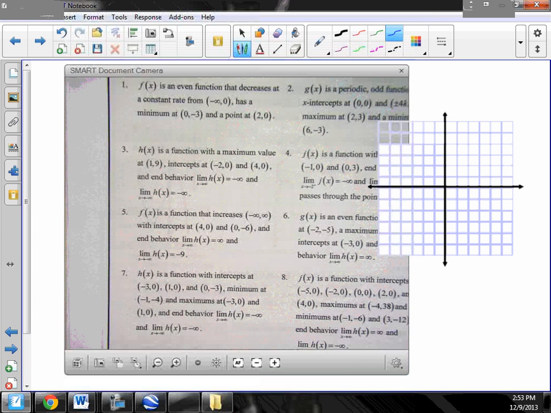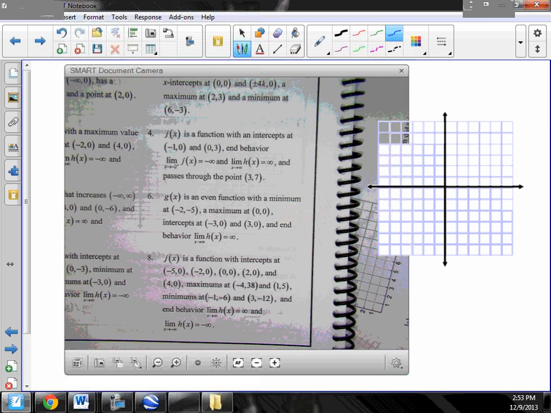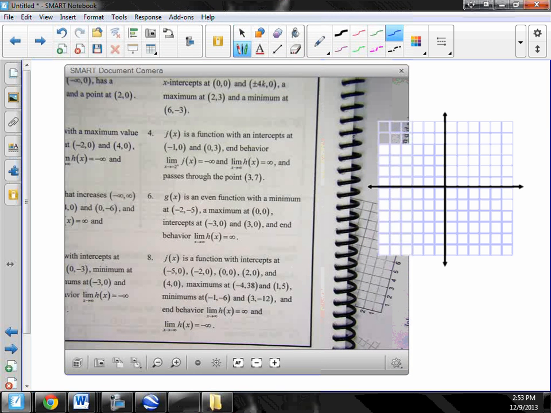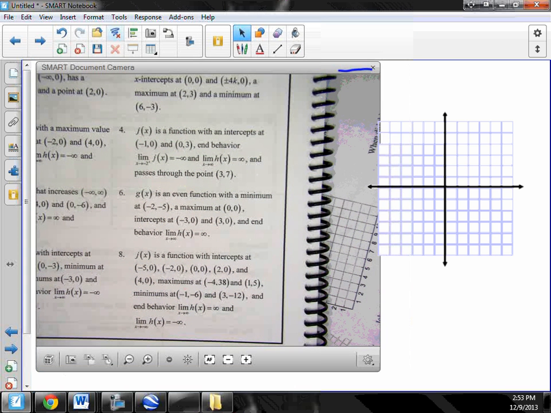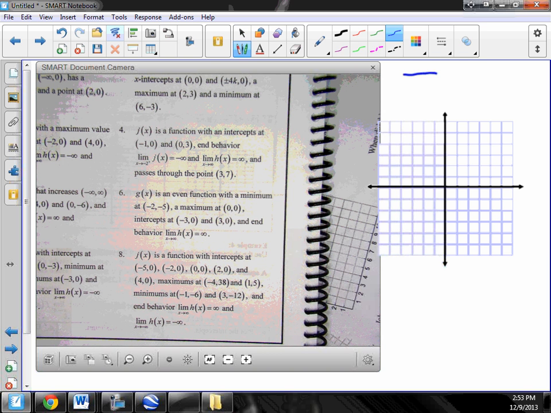All right, number 4. I haven't taught you yet, but it's good to know because you're going to use it in calculus for sure a lot. Okay. So j of x is a function with intercepts at negative 1, 0, at 0, 3, okay, and it passes through the point 3, 7, so it goes through that point, is number 4.